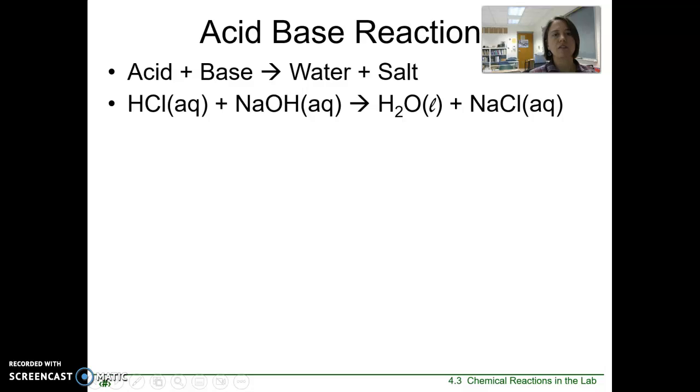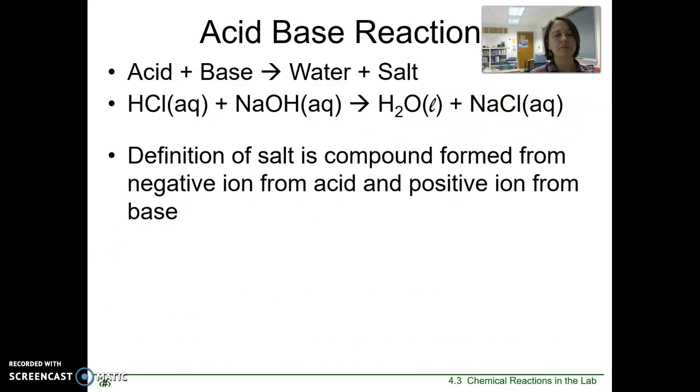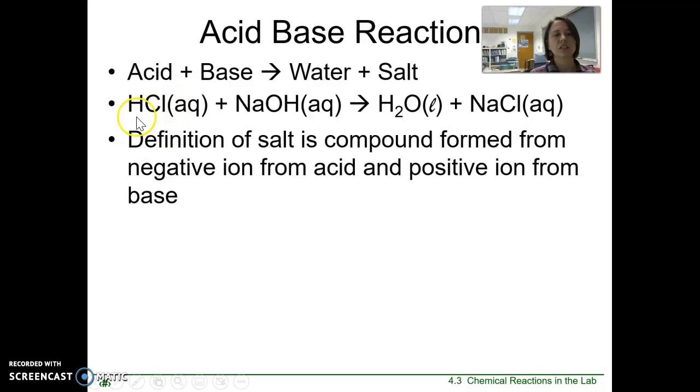Let's look at a very common acid-base reaction. Hydrochloric acid, which is aqueous, so please write down this chemical equation, reacts with sodium hydroxide, which is also aqueous, to form liquid water and aqueous sodium chloride. So we know that this is the acid, this is the base, this is water, and that's the salt.